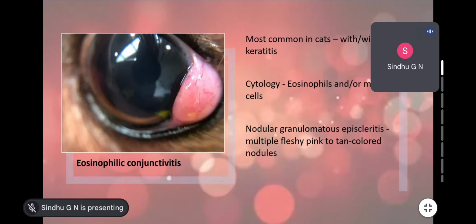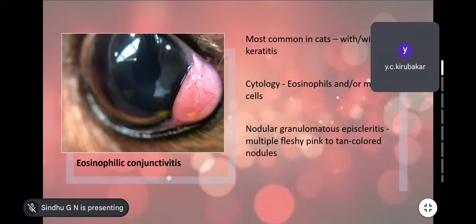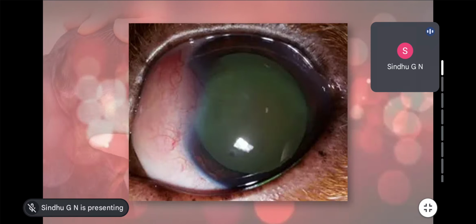Then another condition is nodular granulomatous episcleritis, where a nodular structure will be present on the conjunctiva with multiple fleshy pink to tan colored nodules over that. This is one type of nodular granulomatous episcleritis. This is another type. Here you can see a swelling on the conjunctiva, nodular granulomatous growth, and it is extending into the cornea. So this responds very well with steroids.